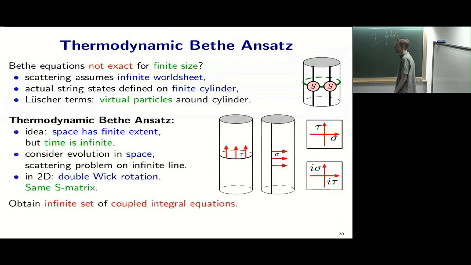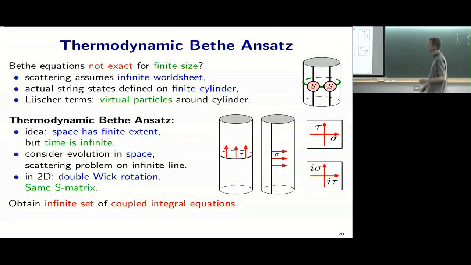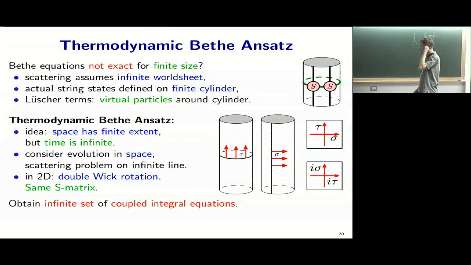The equations can be made exact, and there's a nice idea for how to do that, the thermodynamic Bethe Ansatz. The idea here is that you need space to have a finite extent, but time at the end of the day is infinite. So we may as well consider not evolution in time, but evolution in space. So instead of the usual time evolution on the infinite line, we take evolution in space, around the circle here.